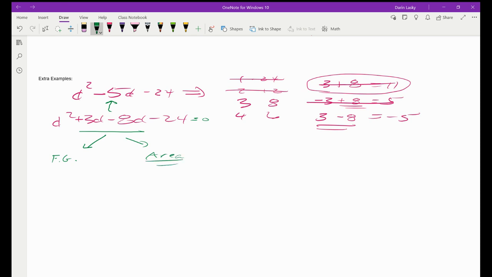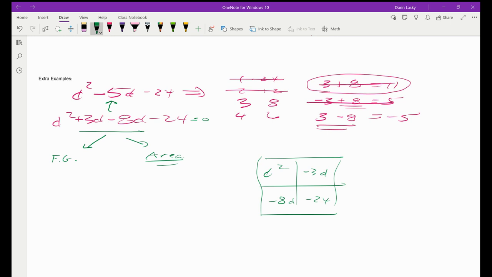I haven't shown you a lot of area models, so let's do that one. We draw our square. Hopefully you draw it better than I do. Oh, I'm getting better at that, guys. And I take my 4 terms and put them in here: d squared, plus 3d, minus 8d, minus 24.